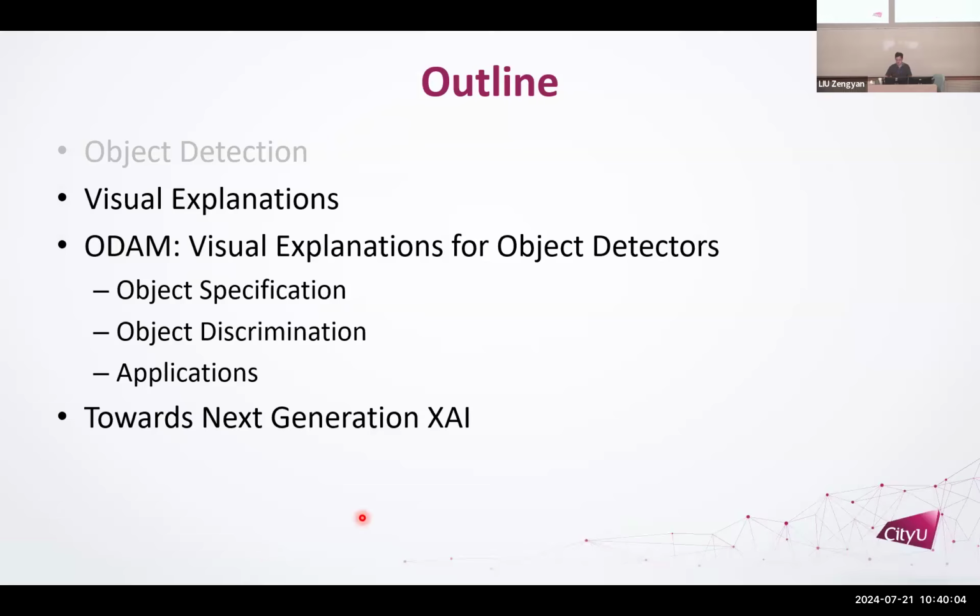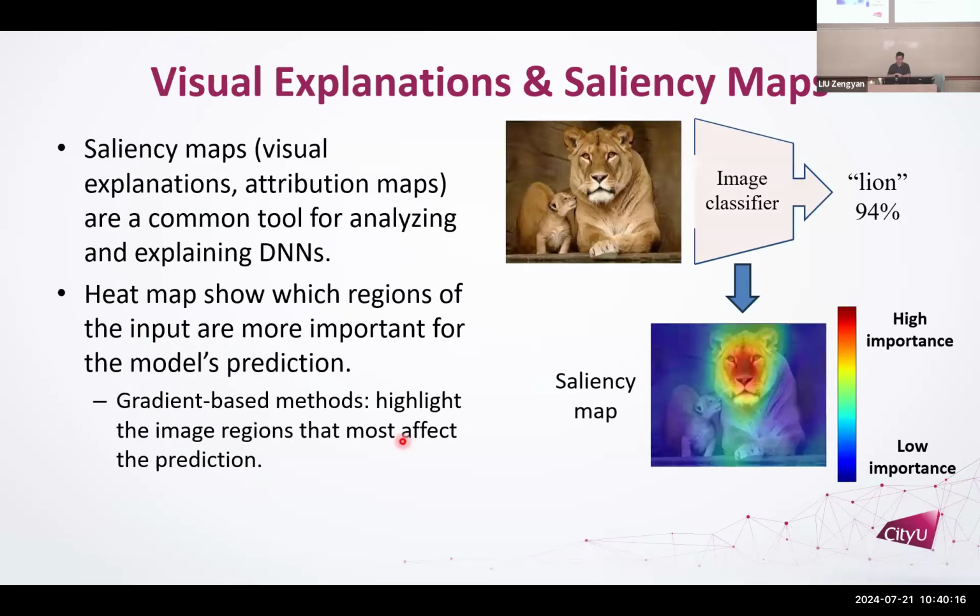Okay. So in the first part of the talk, I'll first discuss some of our work on doing XAI for object detectors, and then I'll talk about this next generation XAI, where we hope to put the human into the loop. Okay. So first of all, a classical way to explain a deep neural network is to use something called a saliency map or heat map or attribution map. So the idea is like this.